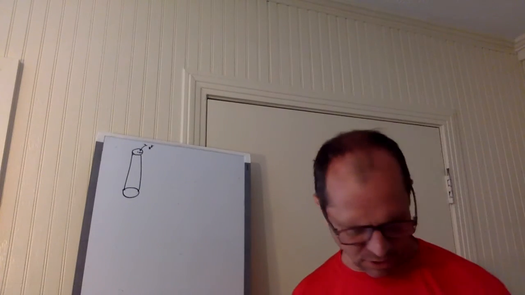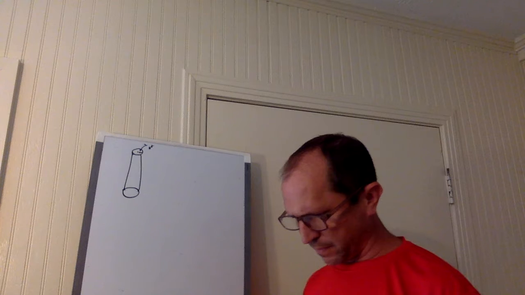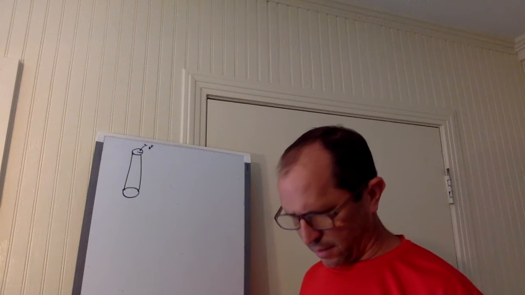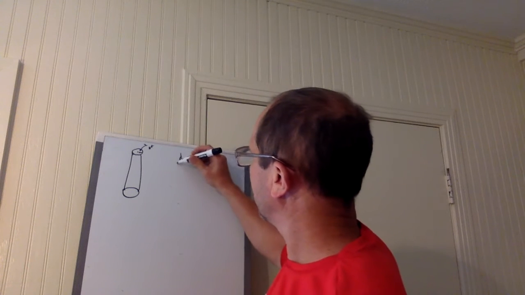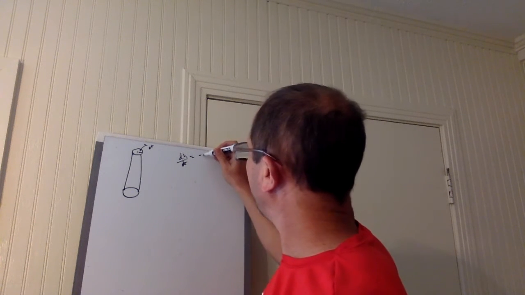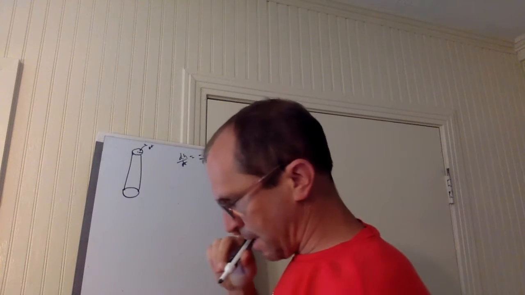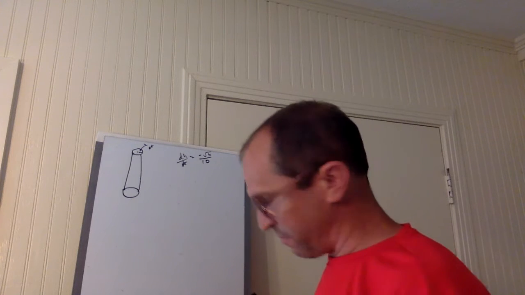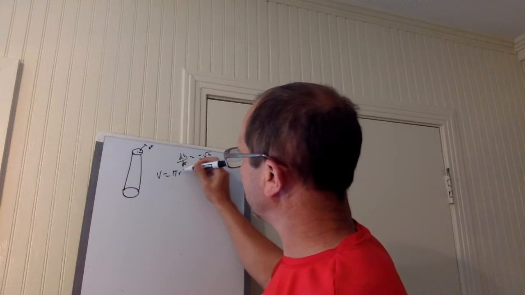Here's the solution to the Easter problem. So it's a conical barrel, has a 2-foot diameter, and it gives you some other information. It says that dh/dt is negative square root of h over 10. And the volume is going to be pi r squared h.